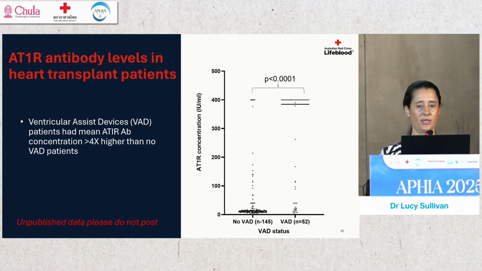Exploring a bit more of the heart data, one thing that we've noticed is that patients who have a VAD inserted or had a VAD inserted have very, very high AT1R levels, 4 times higher than patients without a VAD. How this impacts on clinical outcome following transplantation still remains to be seen, but there is a study out of St Vincent's Hospital in Australia looking at this.